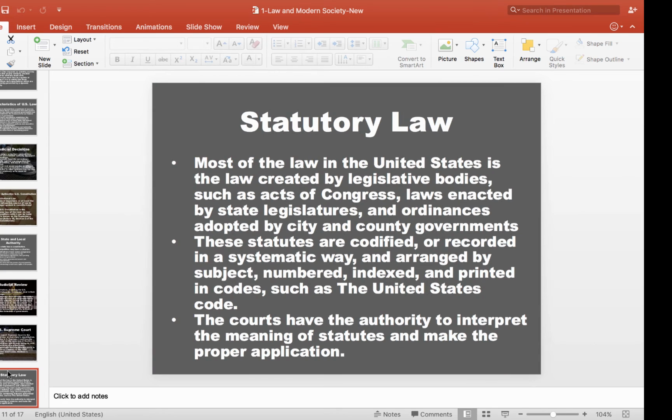Statutory law is essentially the laws that are created by most legislative bodies: Congress, state legislatures, ordinances adopted by city and county governments. All of these are recorded in a systematic way, arranged by subject, indexed, and printed in codes. And the courts have the authority to interpret the meaning of the statutes and make the proper application. Some of these are important laws, some are not so important.